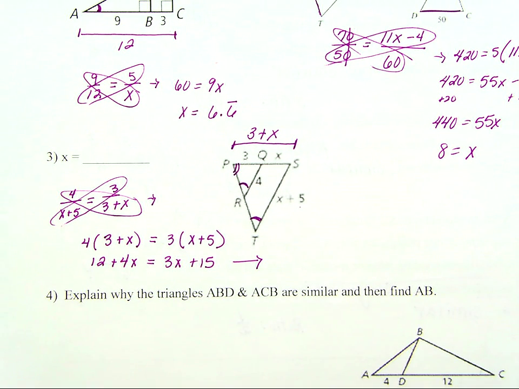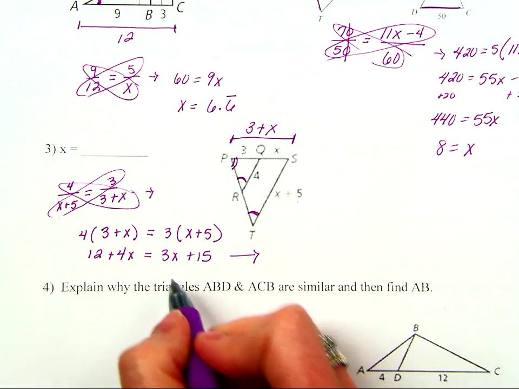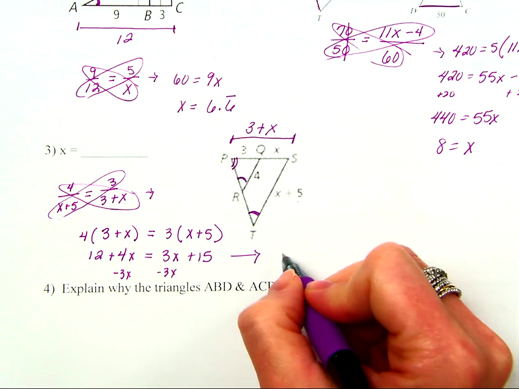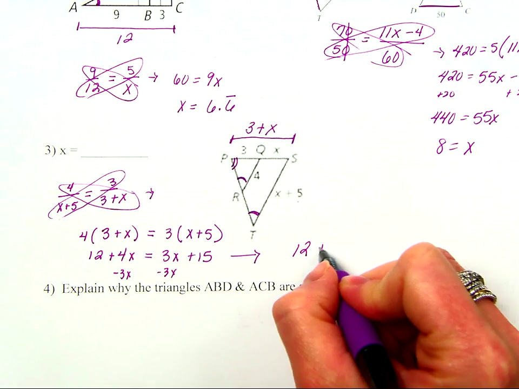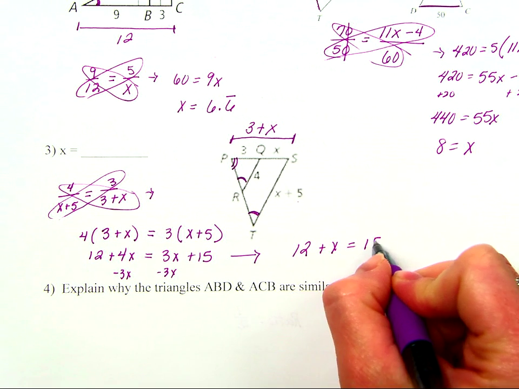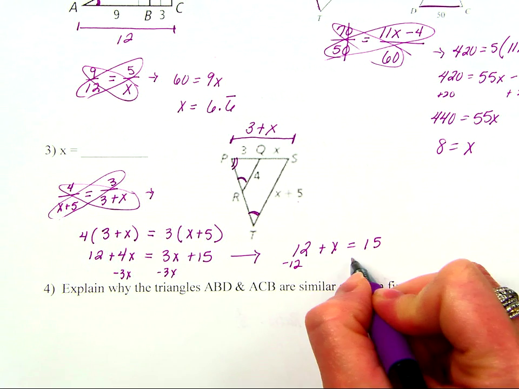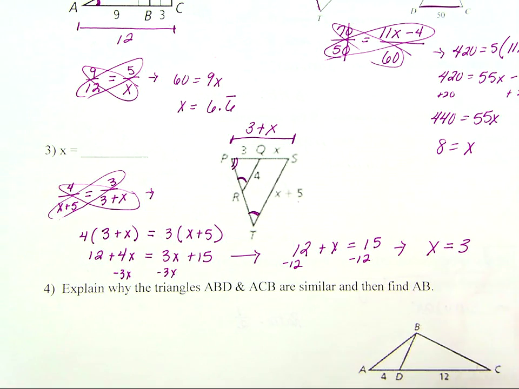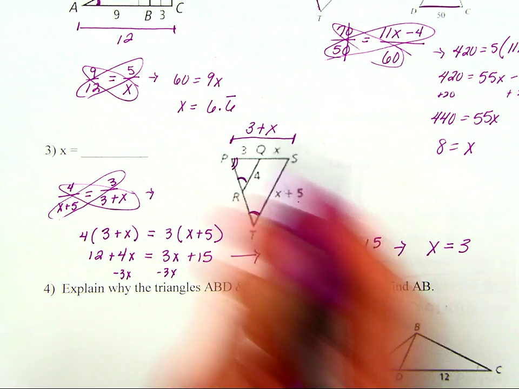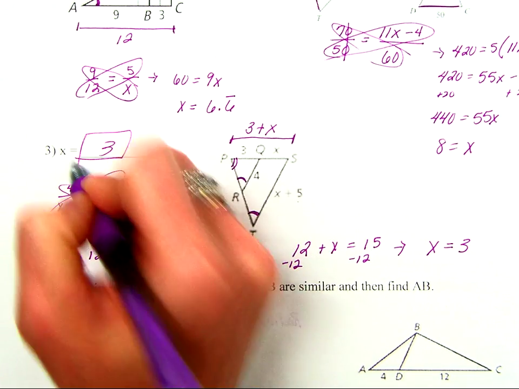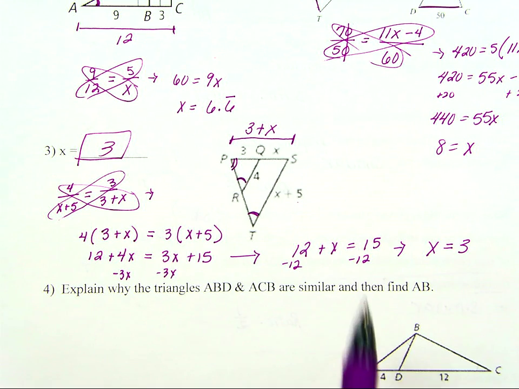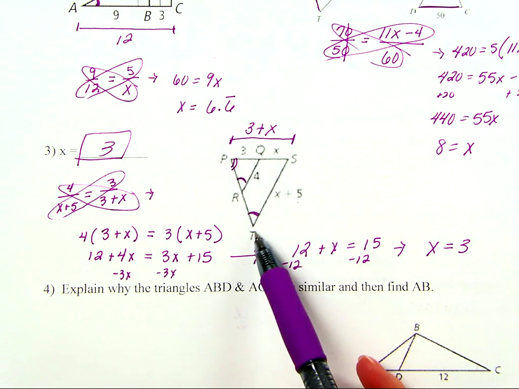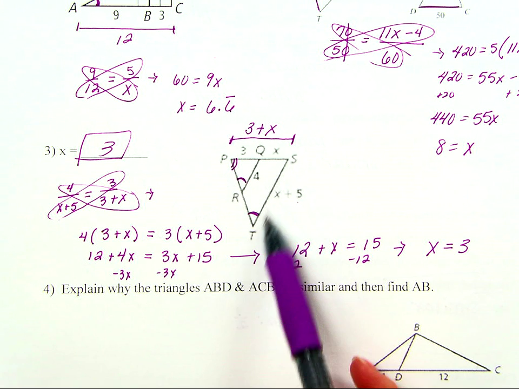If we subtract 3x from both sides, I'm going to end up with 12 plus x equal to 15. Subtract 12. And we find out x equals 3. Which would make sense. It seems reasonable that this would have a side length of 6 and that this would have a side length of 8.